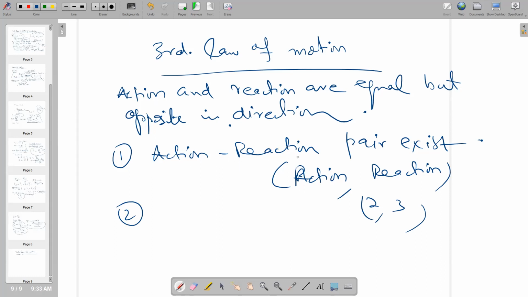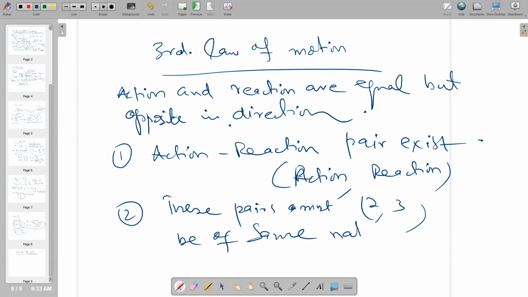But the second thing is very important: these action and reaction pairs are surely forces, and these pairs must be of the same nature. Same nature means if this is F, this is minus F. I will give you one example.